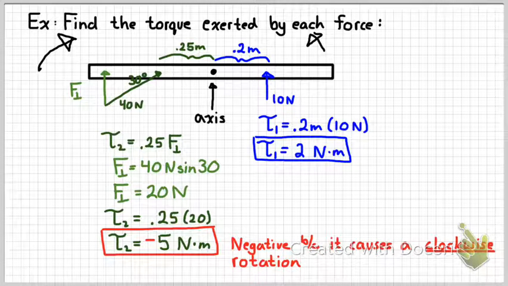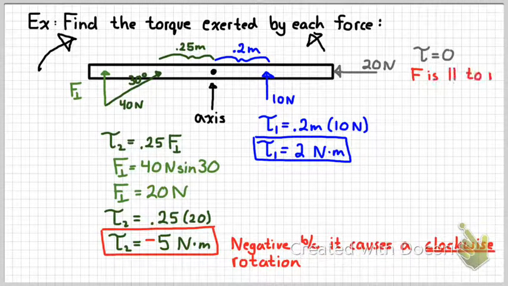So when you're identifying the direction of a torque, think about whether the force is causing a clockwise rotation or a counterclockwise rotation. Counterclockwise, we're going to make positive. This force would do no torque. It's parallel to the moment arm.